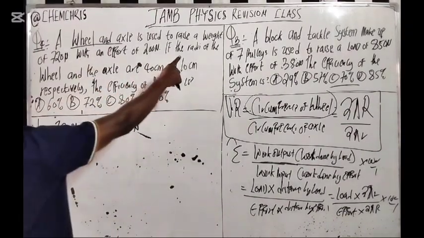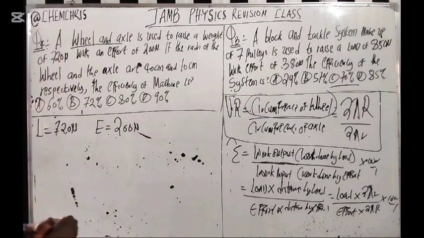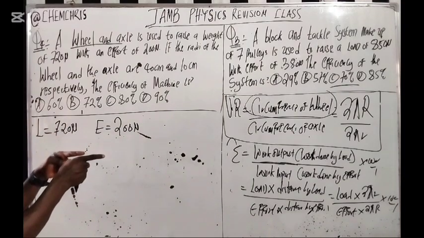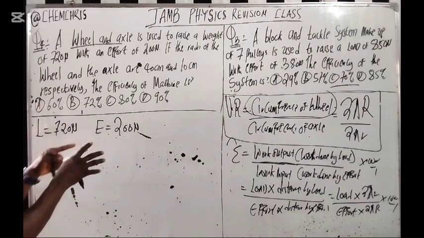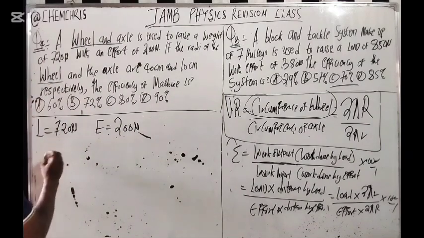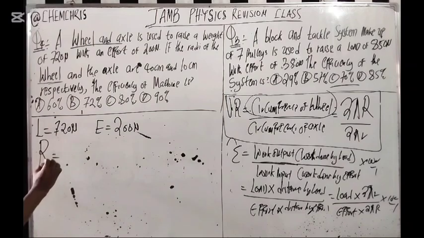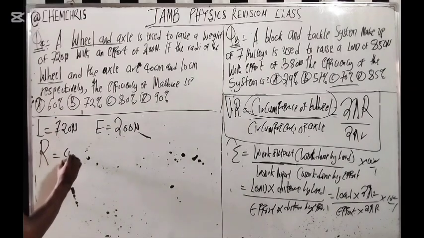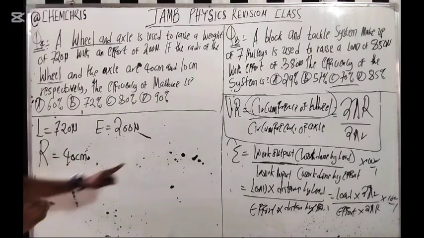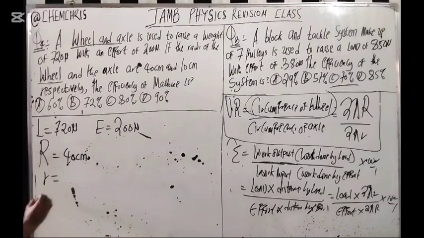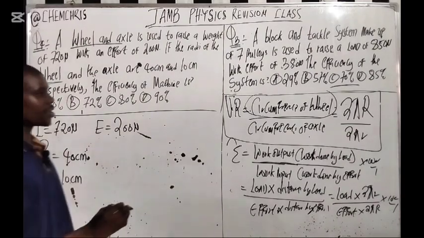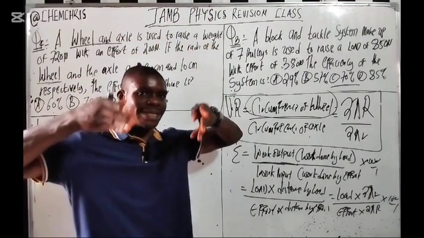Now, if the radii of the wheel and the axle are 40 centimeter and 10 centimeter, right? Remember, the radius of the wheel is going to be big R here, which is 40 centimeter, and small r here is 10 centimeter. Remember that here we have big letter R and small letter r.